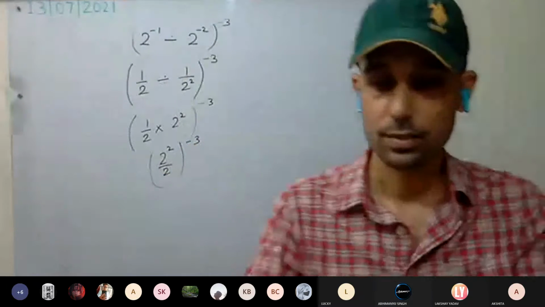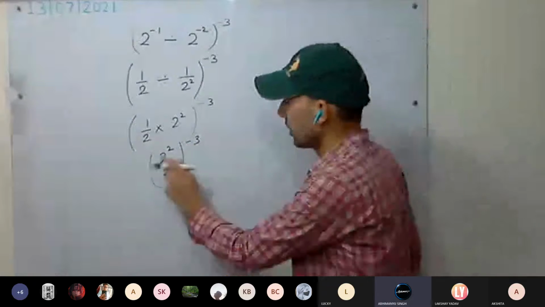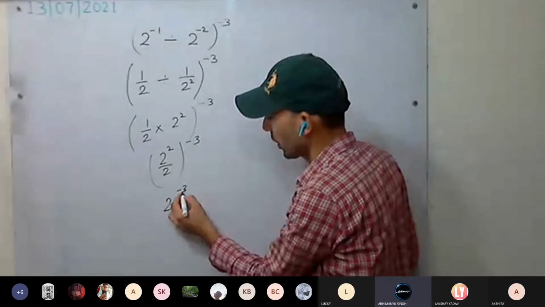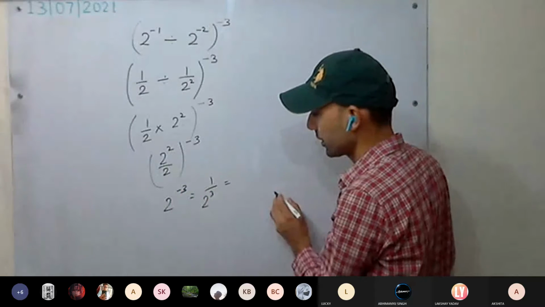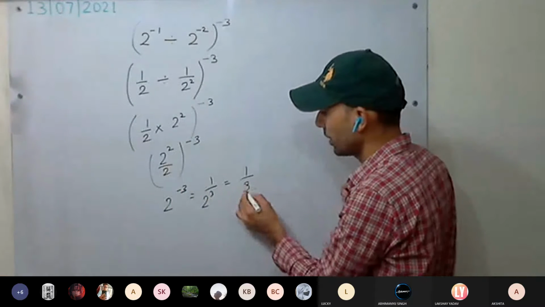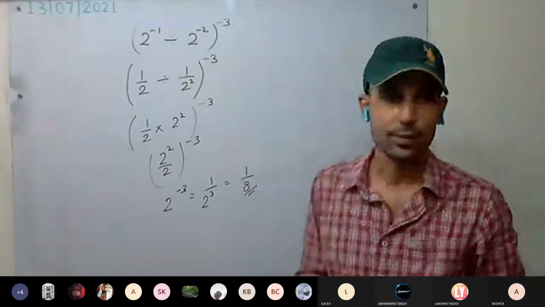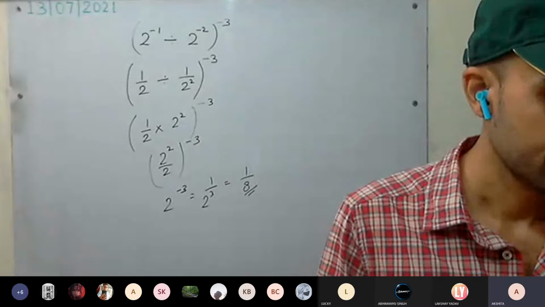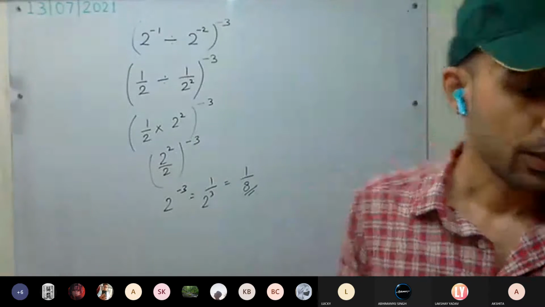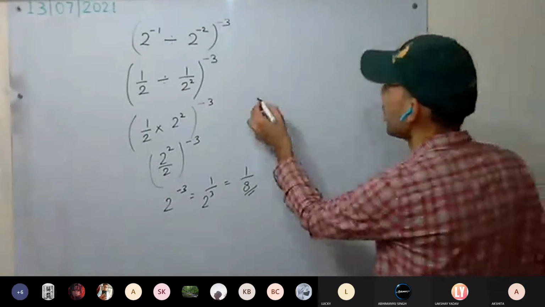Now 2 raised to power minus 3, how much is it? It is 1 upon 2 raised to power 3, which is 1 by 8. 1 by 8.